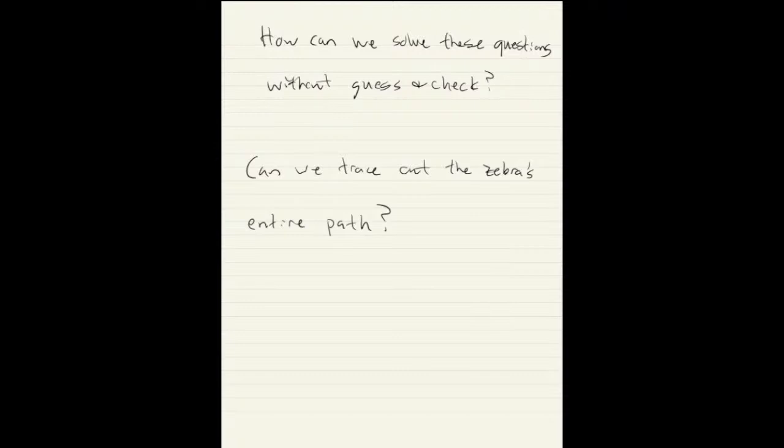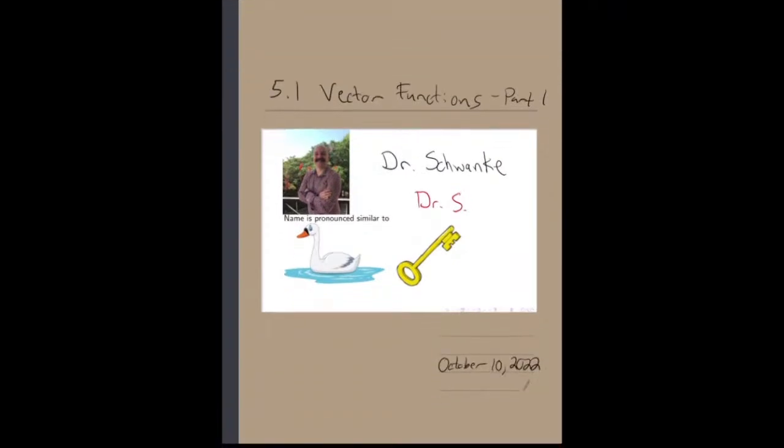Okay, we'll do another example just like this with a lion, and we will track his precise movements actually. Can we trace out the zebra's entire path? Yes, I will teach you how. I'll switch it up a bit, like I just said, with a lion instead of a zebra, but it's the same kind of question. That, folks, is what we will do in section 5.1, part one. This is a long section. It's going to take at least two lessons, probably a tiny bit of a third lesson on Wednesday for me to finish this section. That's okay. We're not in a hurry. There's only four sections in this chapter, so we're not in a hurry.